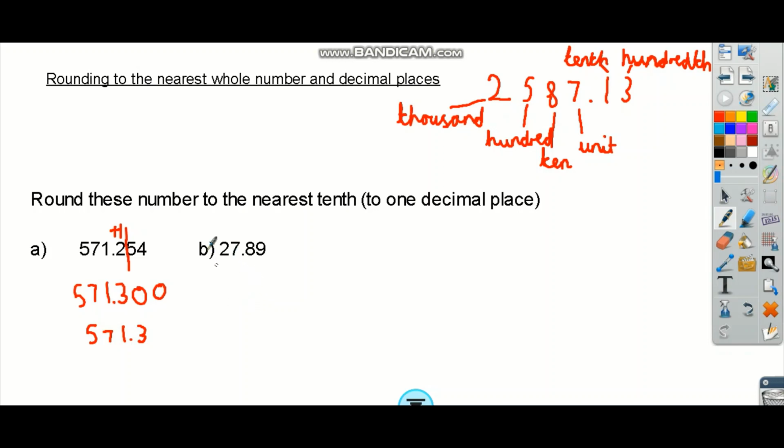So next, for the other question, to round this to the nearest tenth, we have to put a line after the 8, and then we have to see whether 9 is bigger than 5 or less than 5. It's bigger than 5, so we add 1 to 8, and then that will be 9.